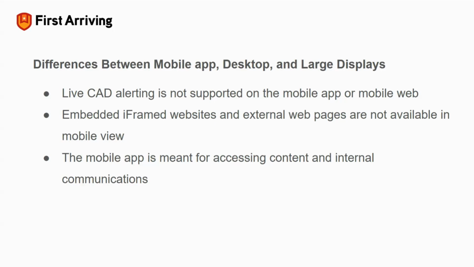Now, there are a few important limitations to understand about the mobile view. Live CAD alerting, real-time incident alert widgets with audible and visual alerts are not supported in the mobile web or the mobile app. These features require a dedicated dashboard display on a desktop browser. Similarly, embedded iframed websites and external web pages are not available in the mobile view. These require the stable, large screen environment of a dedicated device or desktop browser.